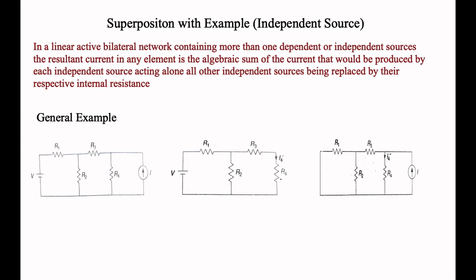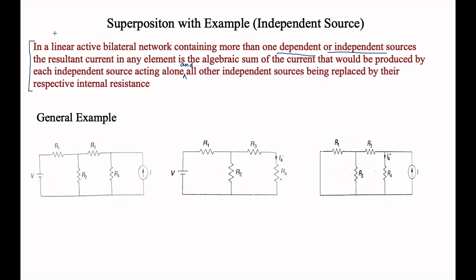It states that in a linear active bilateral network containing more than one independent source, the resultant current in any element is the algebraic sum of the currents that would be produced by each independent source acting alone, with all other independent sources being replaced by their respective internal resistances. This is quite a long statement, but the technique is actually quite easy.